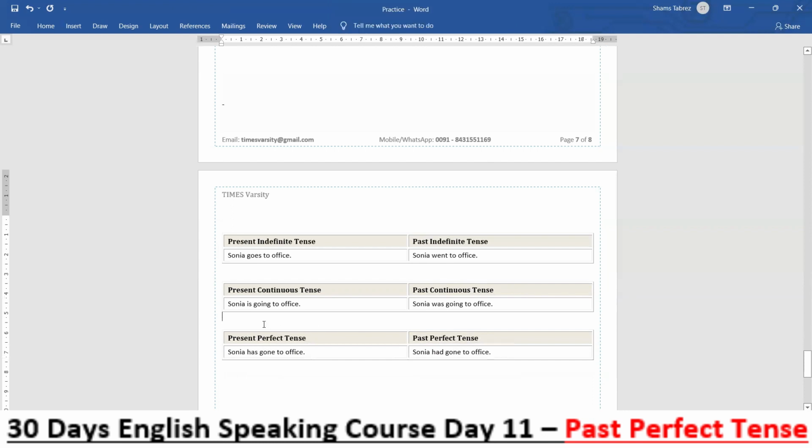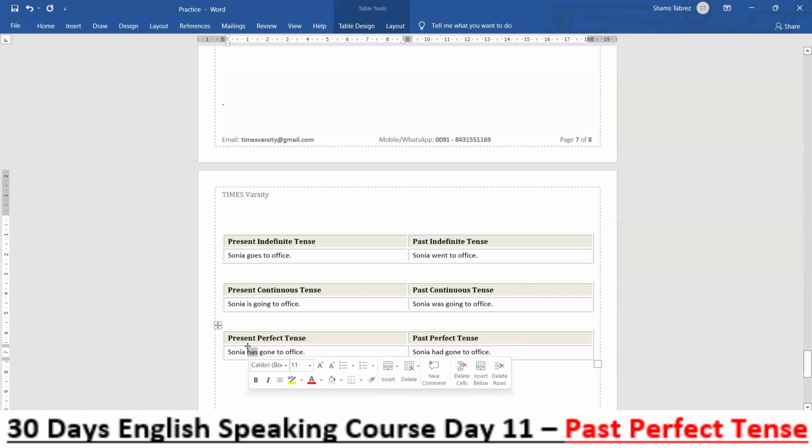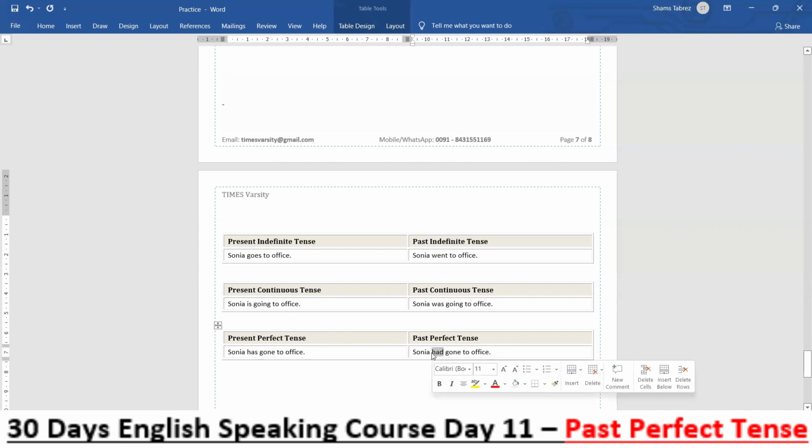And when there is a change, if we use helping verb has or have based on the pronoun, then it will be in present perfect tense. And if we use had, this is because this is the only helping verb, had, which is used in past perfect, so it will be in past perfect tense. Are you getting my point? What I'm trying to explain?